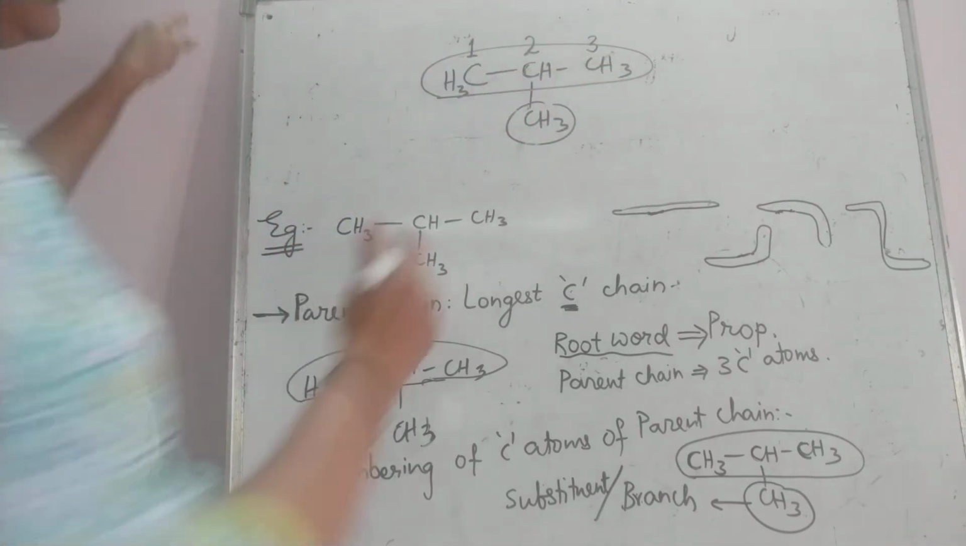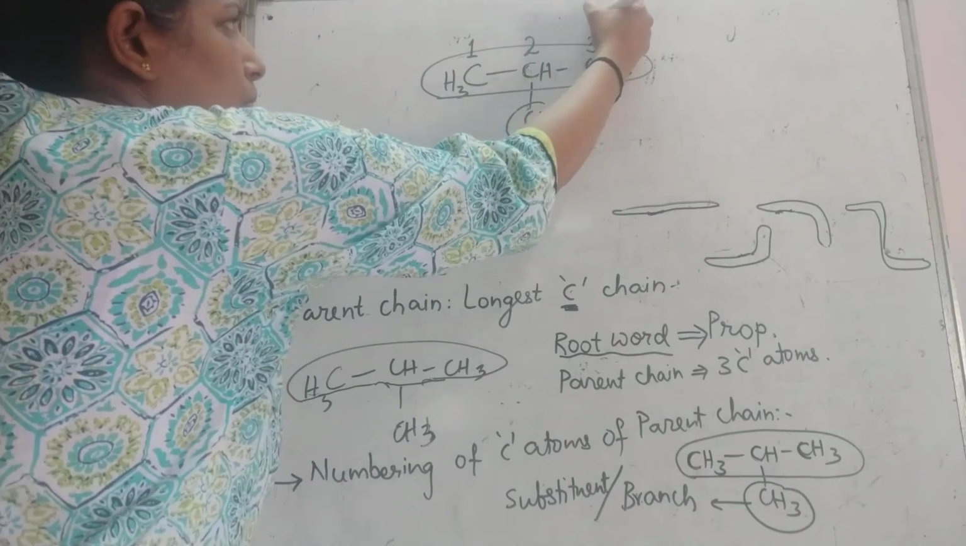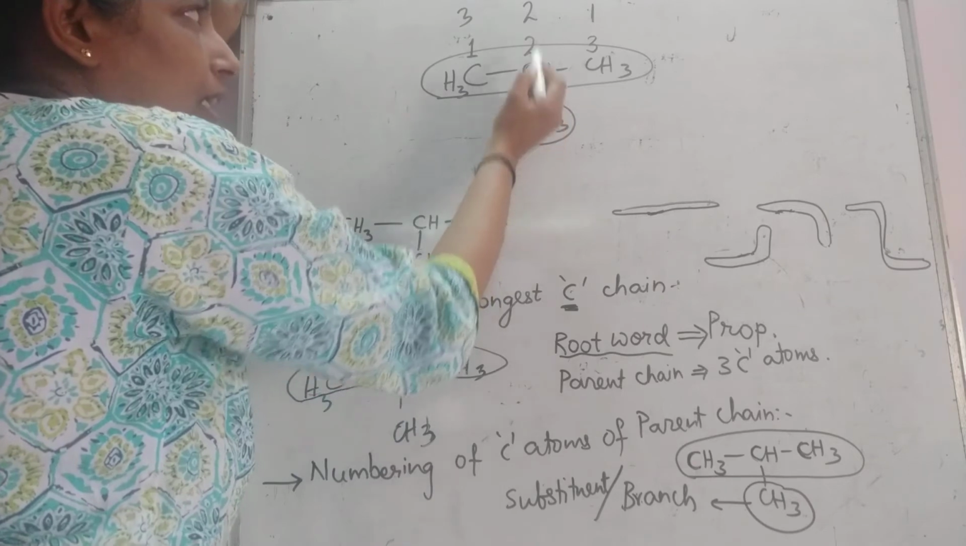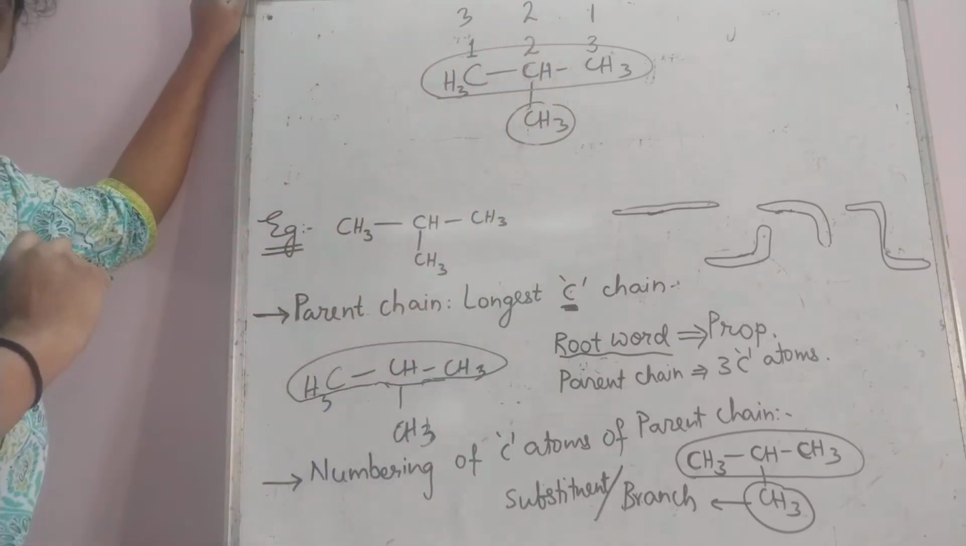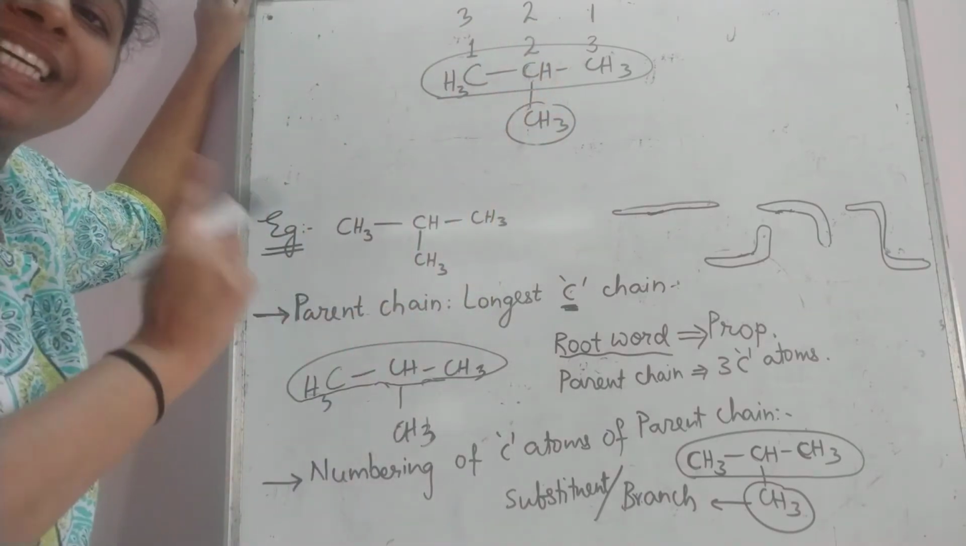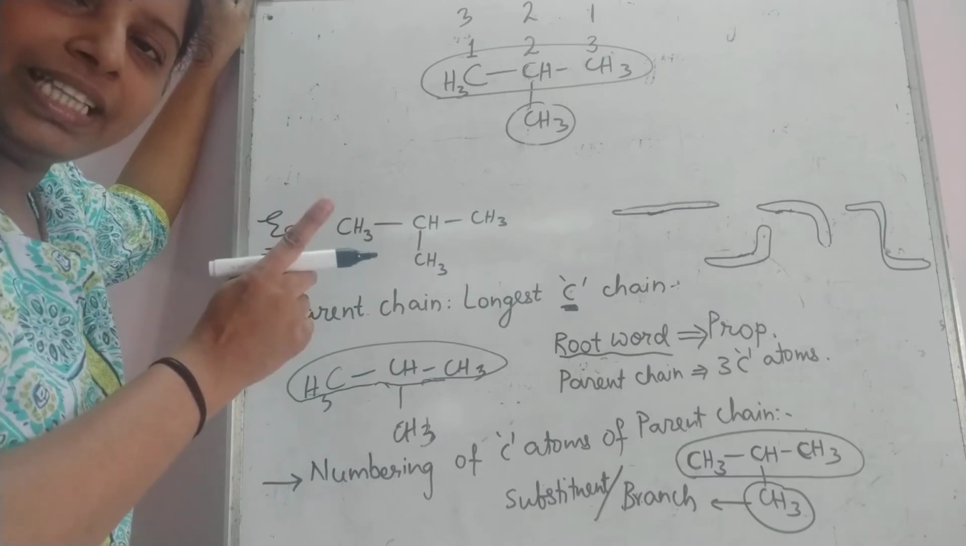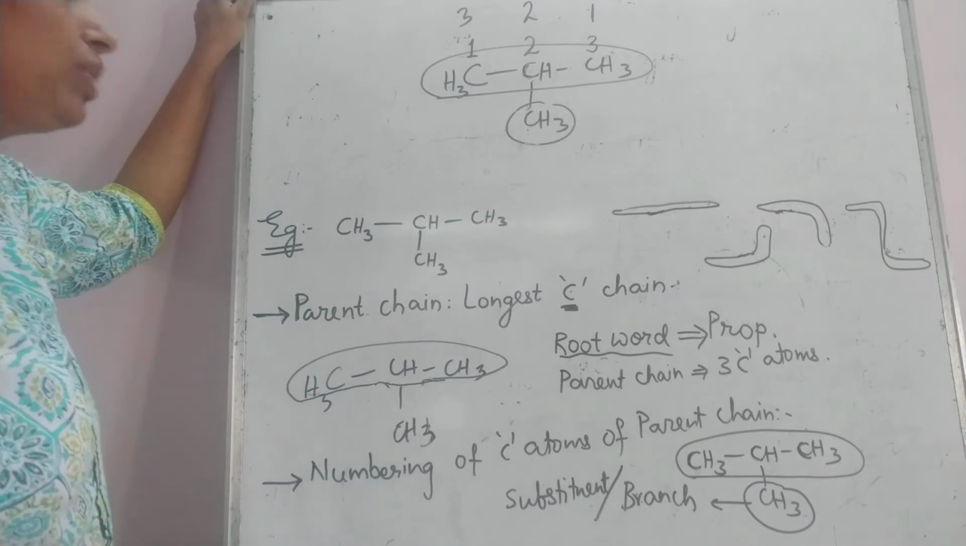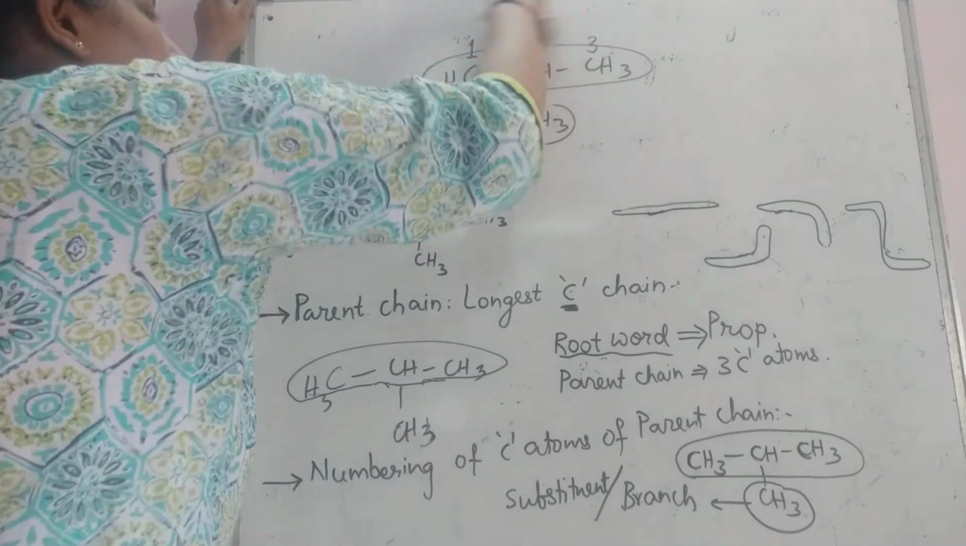What if we number from this side? Right to left. 1, 2, 3. Again, the branch-containing carbon atom still gets number 2. So if I ask you from which side it is closest, you will say that it is the same from both sides. So you can number from either side. But what is the rule?